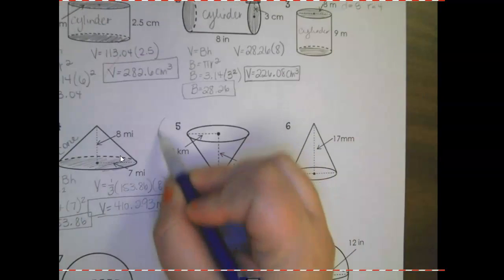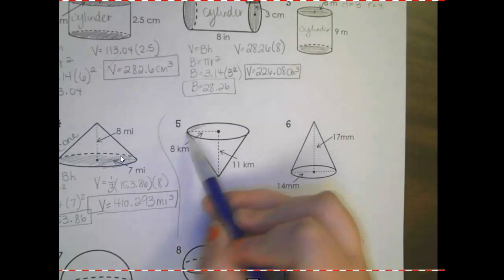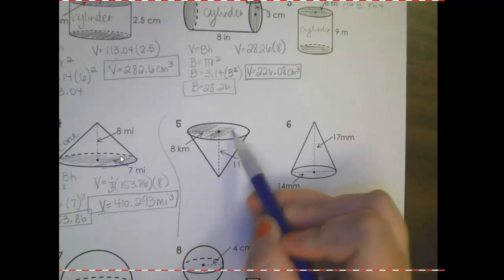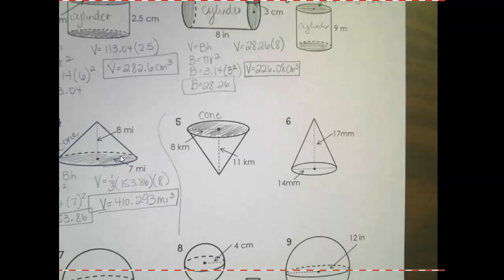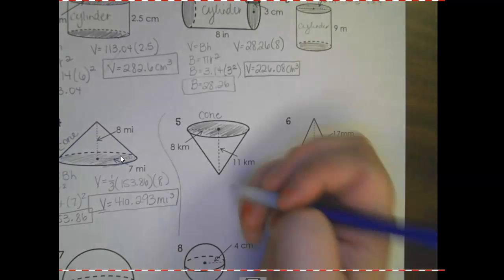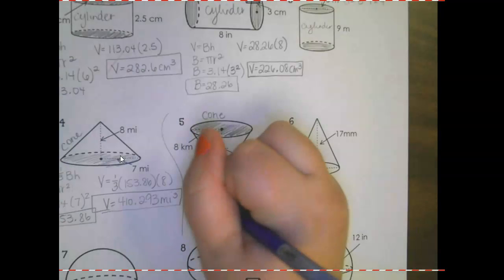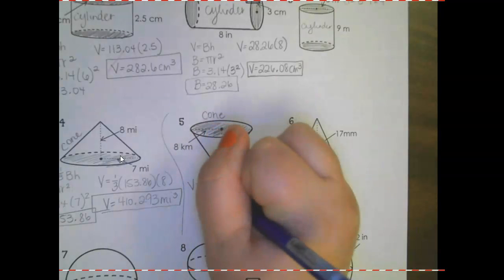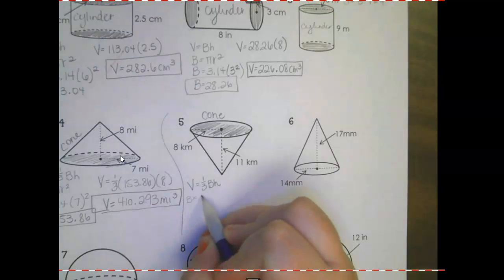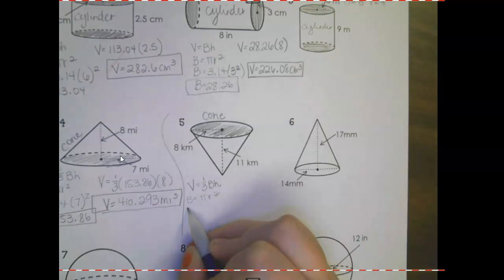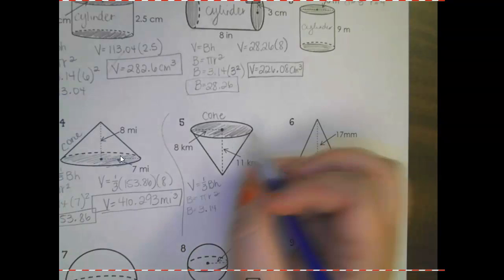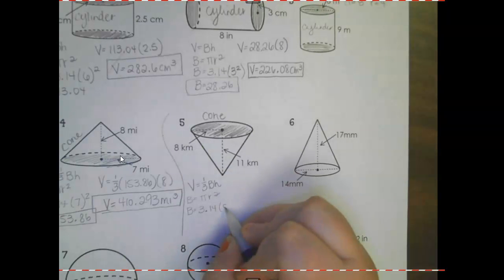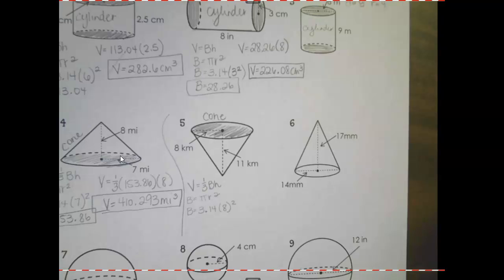All right, let's look at number 5, sorry. I'm going to draw a line because it's getting kind of messy. I'm going to shade my base. This is a cone. Alright, so we're going to do volume equals 1/3 big BH. Big B is going to be pi r squared. So 3.14, and my radius is going to be 8. So 8 squared is 64.